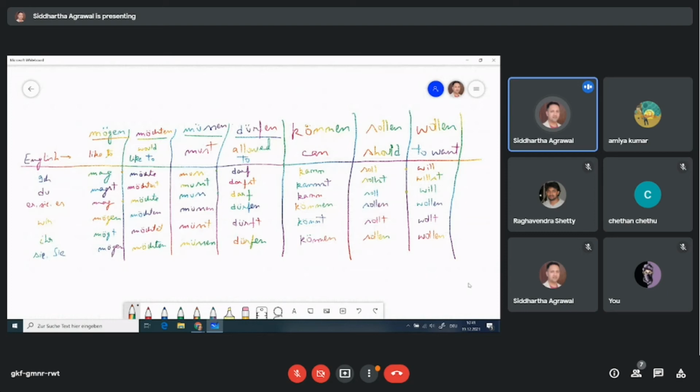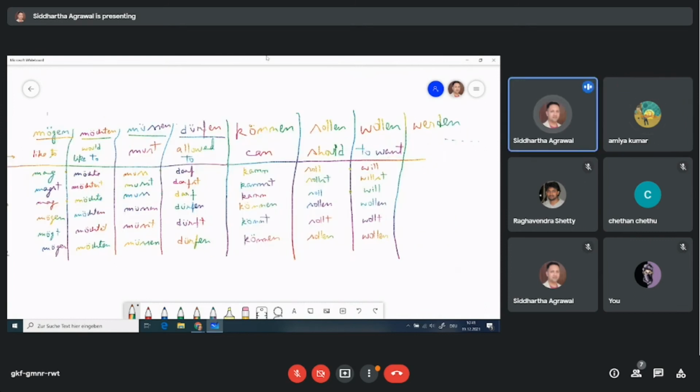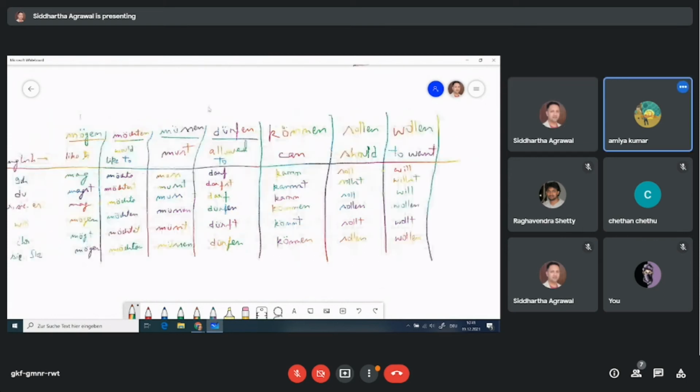So Siddharth, there are only 6 modal verbs, correct? Um, 7, I think. Eins, zwei, drei, vier, fünf, sechs, sieben. Yeah, sieben, sorry. However, as you progress with the German language, there will be a few more added, like werden. These are some type of variations of existing verbs, so we are not focusing upon them right now. So for now, you can take it as 7 only. Okay.